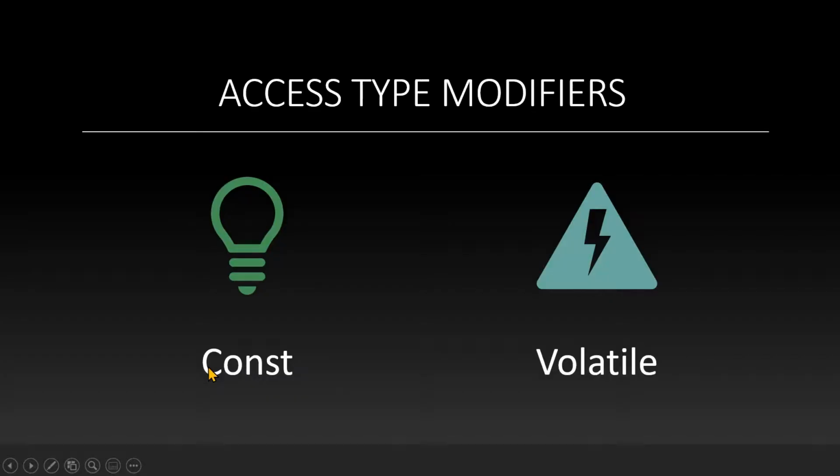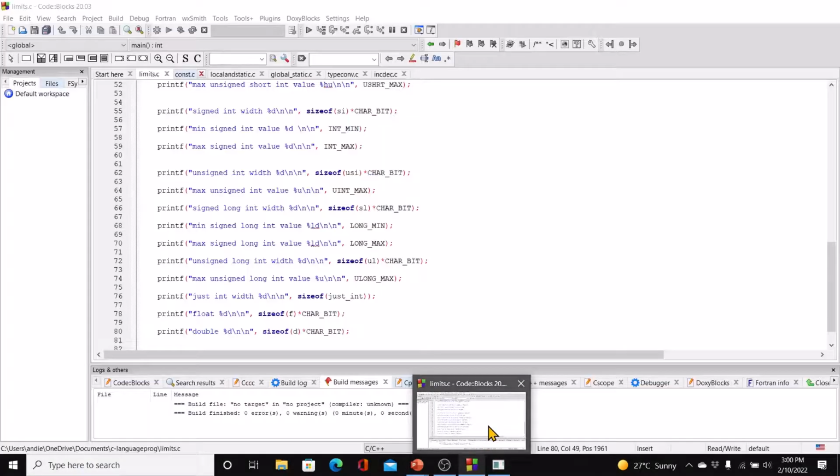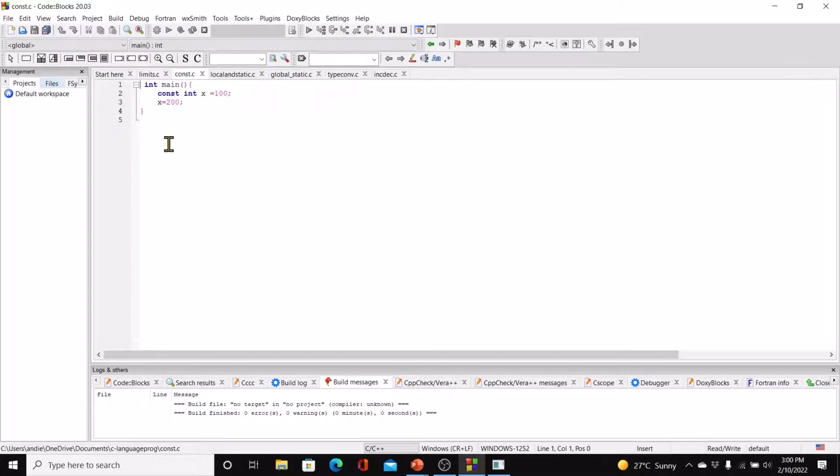Coming now to access type modifiers, we have two, const and volatile. We're just going to look at a program now to demonstrate const. Const is nothing but short for constant. So here we have in main constant x equal to 100, and we're trying to change the value.